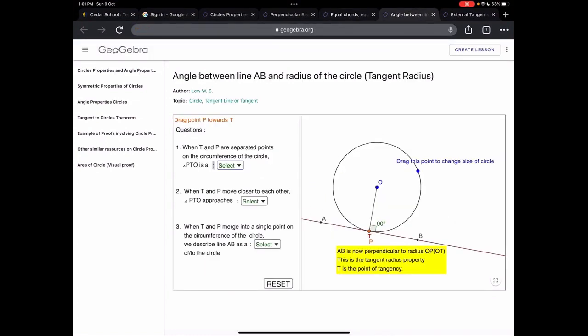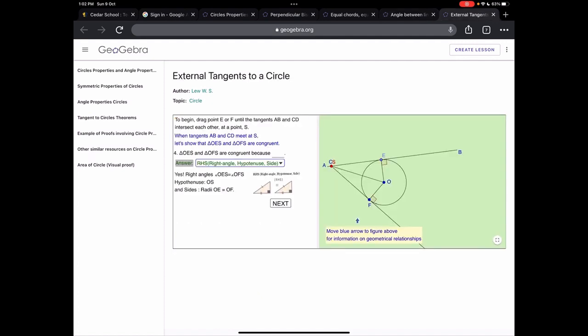Let's look at this. If I draw a tangent to a circle, in this diagram APB represents a tangent and OT represents the radius. You can see that the angle between them is 90 degrees. If you draw two tangents from an external point A, the two tangent lines AE and AF are going to be equal in length.